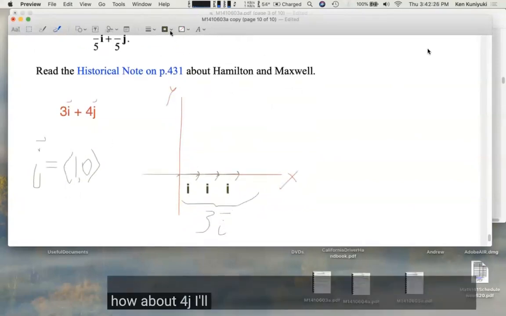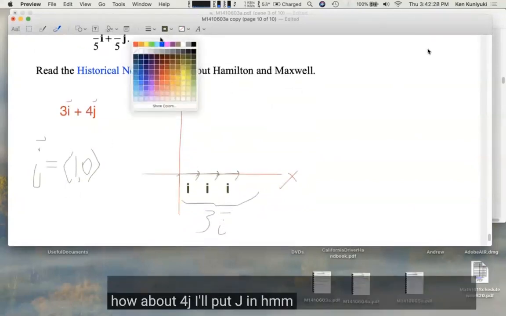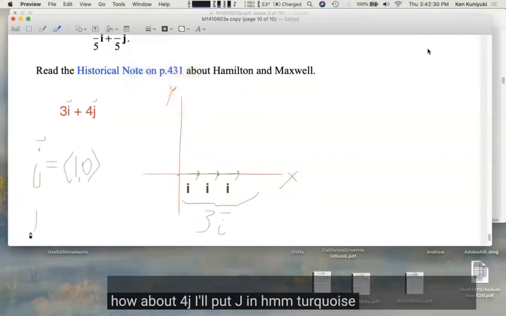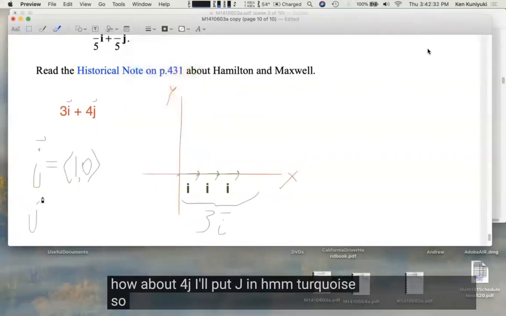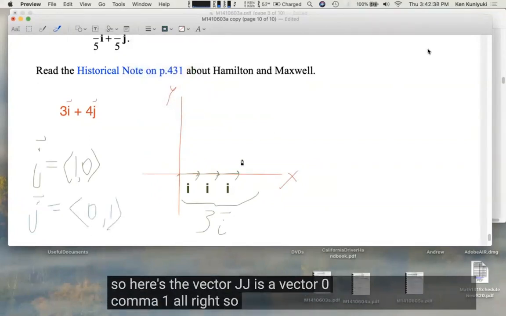How about 4j? I'll put j in turquoise. So here's the vector j. j is the vector 0, 1. So here's j.